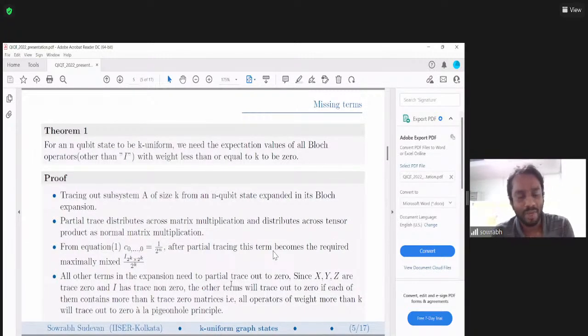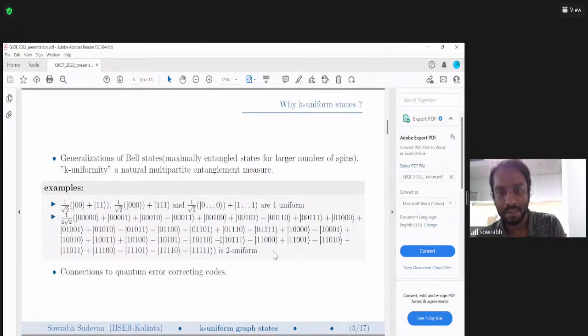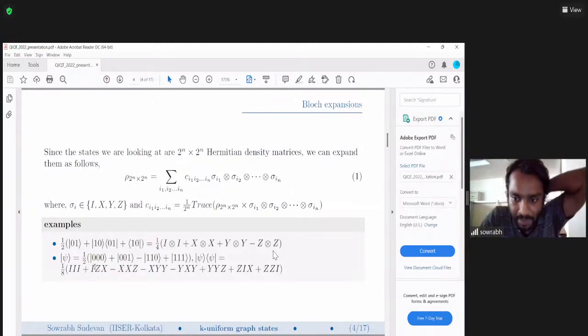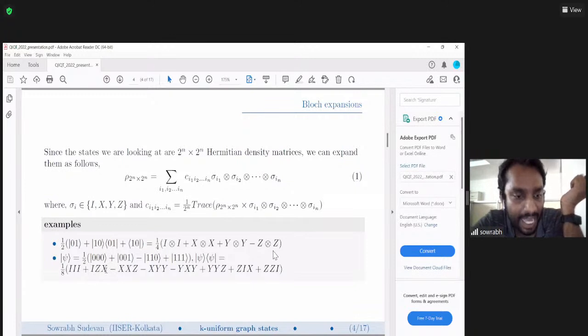So we've been able to show this nice little thing that for an n-qubit state to be K-uniform, we need the expectation value of all block operators other than identity with weight less than or equal to K to be 0. So the weight of a block term is how many non-identity Pauli matrices exist in the term. Like in this case, IZX has 2 Pauli matrices in it.